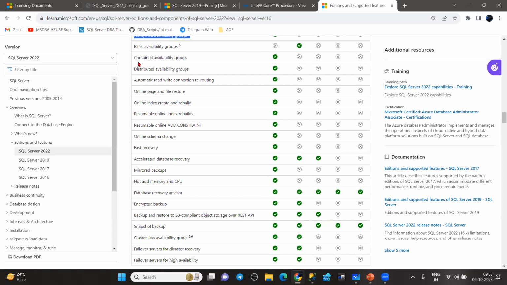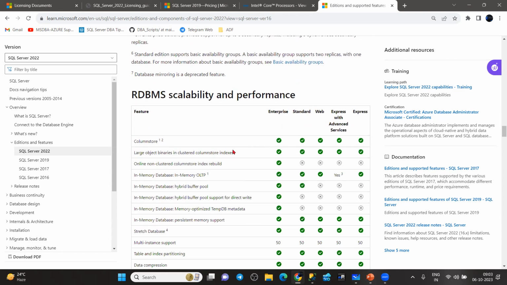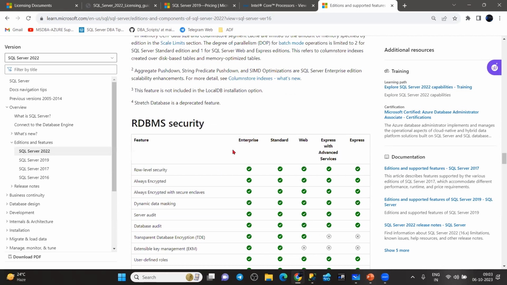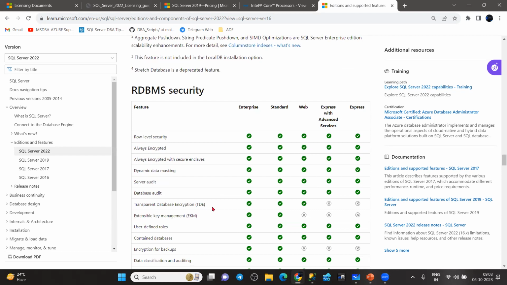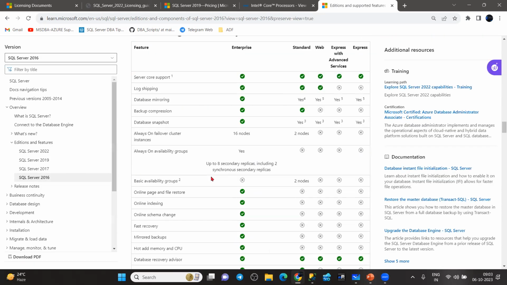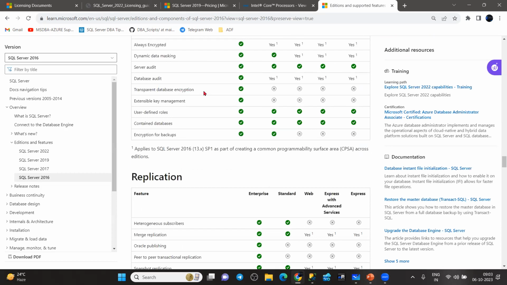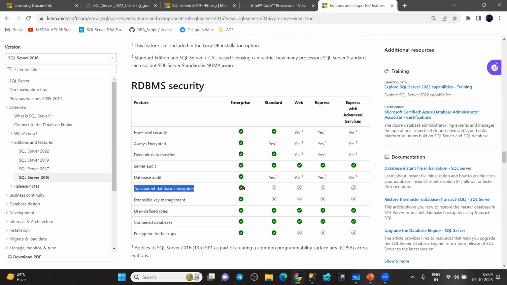And contained Always On availability group is available only at enterprise level. Encrypted backup is available in Enterprise Edition and Standard Edition. Snapshot backup is available. So, whatever features you have in SQL Server, for example in security, TDE, transparent data encryption. When you go to SQL Server 2016, TDE is compatible only in Enterprise Edition, not in Standard Edition.